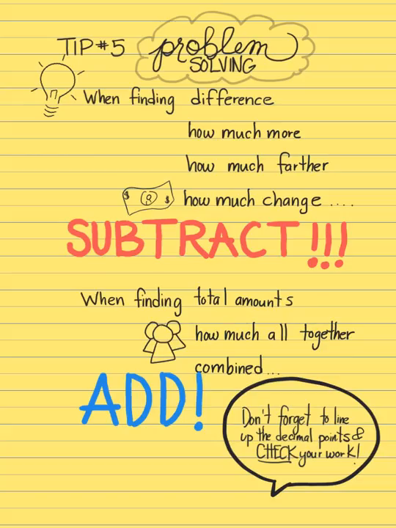Okay, tip 5. These are all tips for problem solving, things that we should know already, but I just want to review with you. Okay, when finding the difference, or how much more, or how much farther, or how much change, you are going to subtract because you're finding the difference. Okay? When you're finding total amounts, or how much altogether, or numbers combined, you're going to add. Big thing to remember, don't forget to line up the decimal points and check your work. Please check your work. You need to make sure that you're getting the right answer.